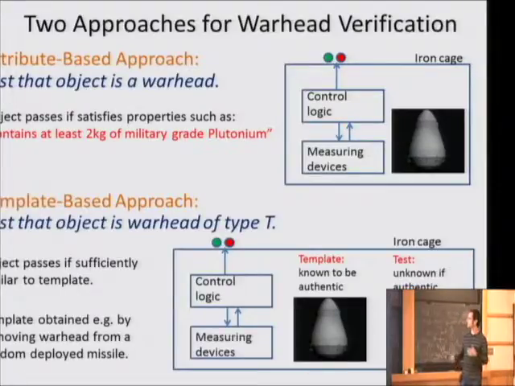The second approach, which is the approach we are going to follow, is the template-based approach. The idea is the following. You find a template warhead which you know to be authentic. How do you know that it's authentic? You take a random deployed missile, you choose it, you go up there, you take out the warhead, and this is your template. And you know it's authentic because the Russians are not going to deploy 90% of their missiles as fake missiles. That's the point of having nuclear missiles on the ready.